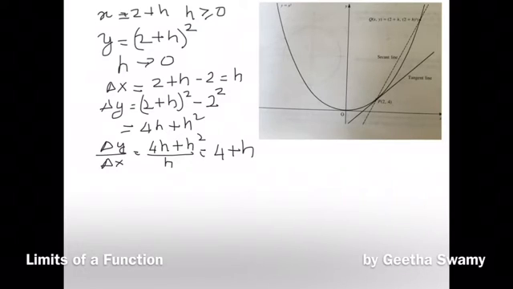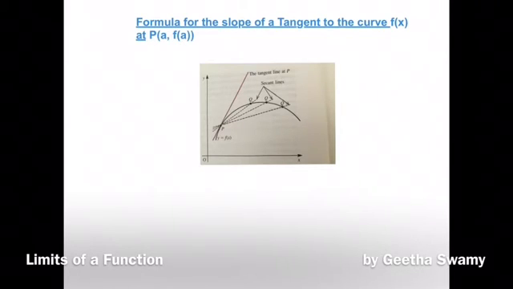The slope of the tangent line is now given as m is equal to delta y by delta x, limit h tending to 0 of 4 plus h, and as h becomes closer and closer to 0, the slope of the tangent line becomes equal to 4. Did you get that? We know now how to find out the slope of a tangent to a curve y is equal to x squared at the point P (2, 4).